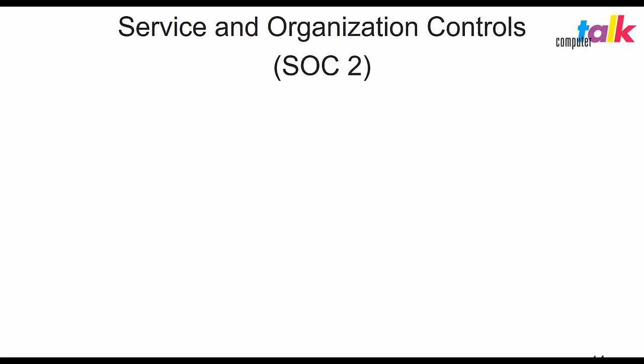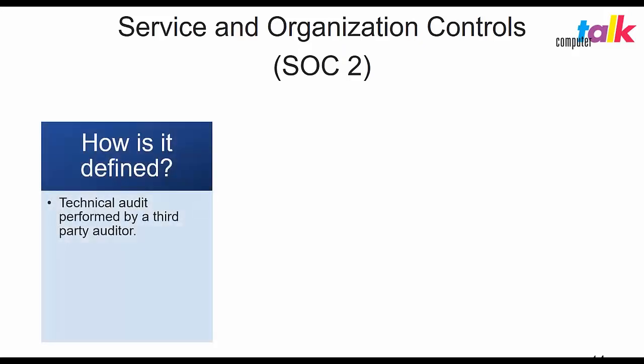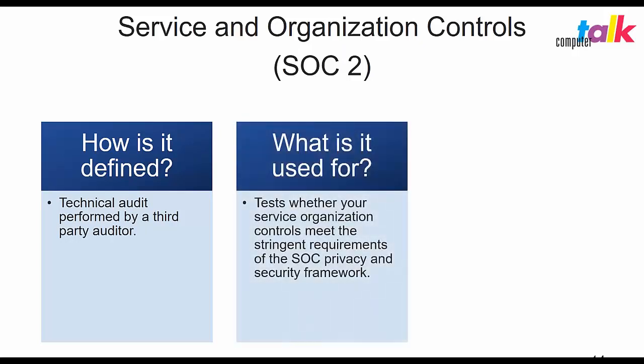And SOC 2 is next. It stands for the Service and Organization Controls. And how is it defined? Well, it's a technical audit that's performed by a third-party auditor. It's a data security and privacy framework established by the American Institute of Certified Public Accountants, or AICPA, to help ensure that SOC 2's trust service principles are being met. What's it used for? Well, it tests whether your service organization controls meet the stringent requirements of the SOC privacy and security framework. Those 5 trust principles are security, availability, processing integrity, and confidentiality of customer data. Organizations can choose to have the certification in 1 to 5 of these different categories.